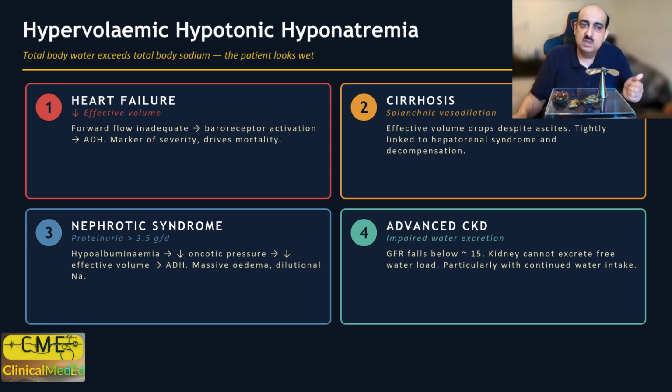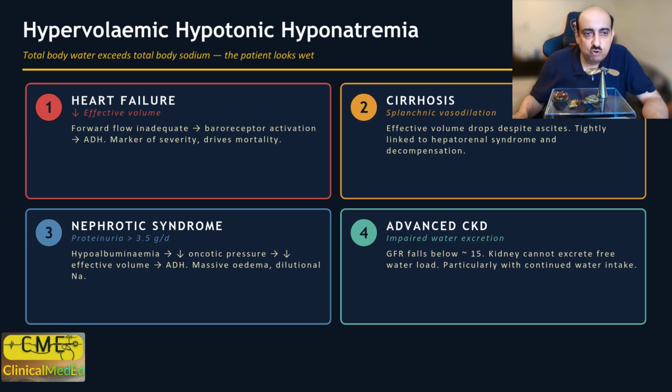Number 2, cirrhosis. There is splanchnic vasodilatation that leads to increased capacitance of the vessels, and that is despite ascites. So it's extravascular sequestration of fluid. It's in the wrong place. So then the same thing happens. The ADH is released, with retention of salt and water, more water retention, hence that leads to hyponatremia. And this leads to hepatorenal syndrome and decompensation.